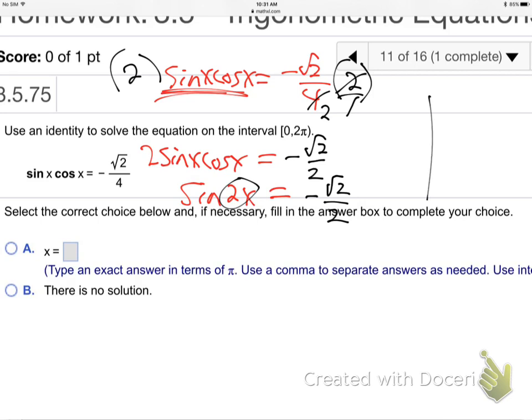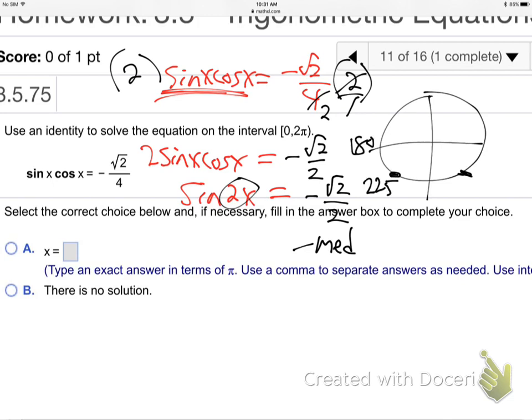So what do we do from here? We do the unit circle, and we say, okay, where is sine negative root 2 over 2? That's negative the medium one, isn't it? Oh boy, look at the time. All right, it's right here and it's right here. Are we good with that? The two medium, because remember, sine is the y value. This has a negative medium y value. So this is 180 plus 45. This is 225. This is 270 plus 45. This is 315. So 315 and 225.